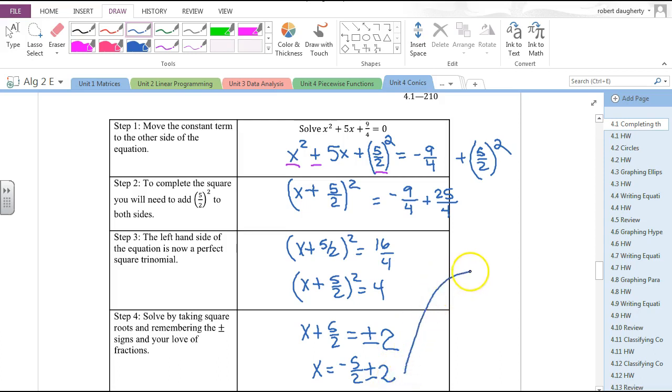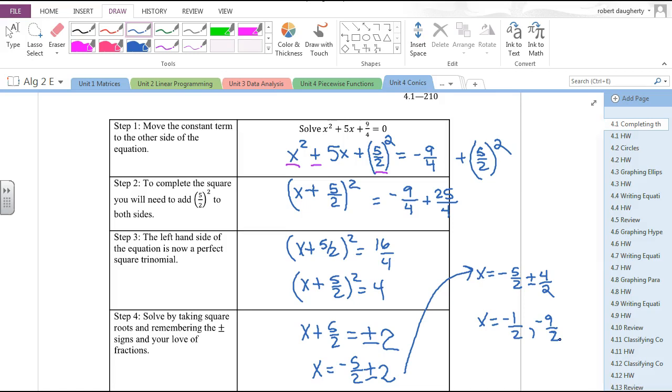And to simplify that, x equal negative 5 halves plus or minus, instead of 2, let's just call it 4 halves. Why did I do that? Yeah, common denominator. So what is negative 5 plus 4? Yeah, so I get negative 1/2. What is negative 5 minus 4? Yeah, so minus 9 halves. Okay, so your answer is negative 1/2 and negative 9 halves.